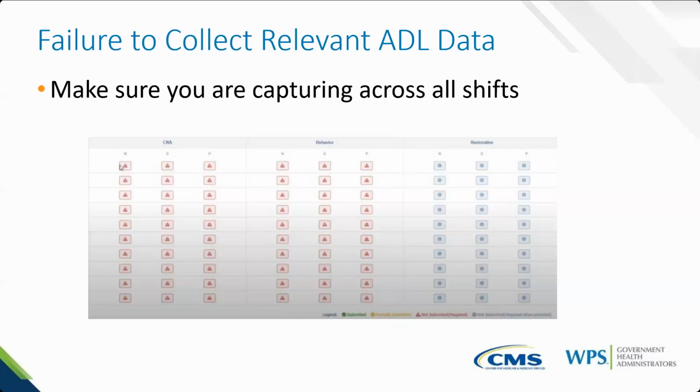If you have weak charting going on at night, you are definitely going to miss out, and really you're leaving money on the table. So failure to collect relevant data from all 3 shifts before coding the ADL scores could really affect your reimbursement and payment rate.